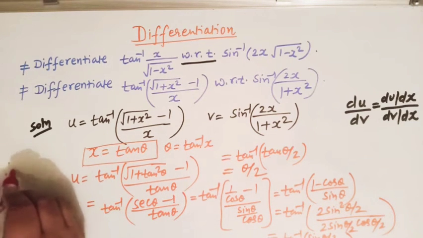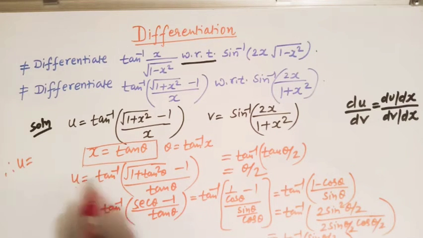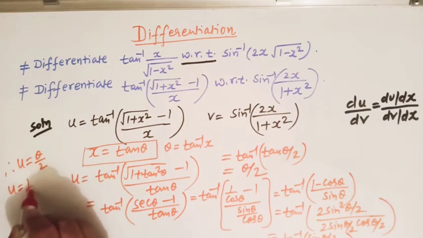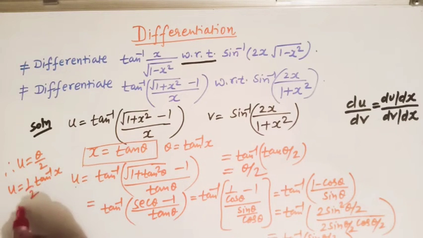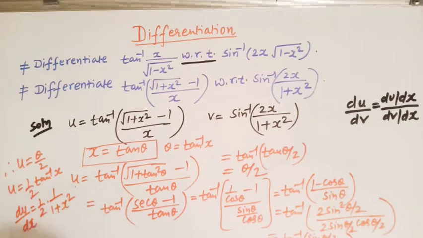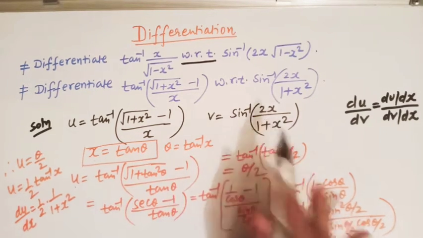Therefore u is equal to theta by 2, and theta is tan inverse x, so du over dx is half multiplied by 1 over 1 plus x square, right? Okay, now let us substitute here the value of x equal to tan theta.